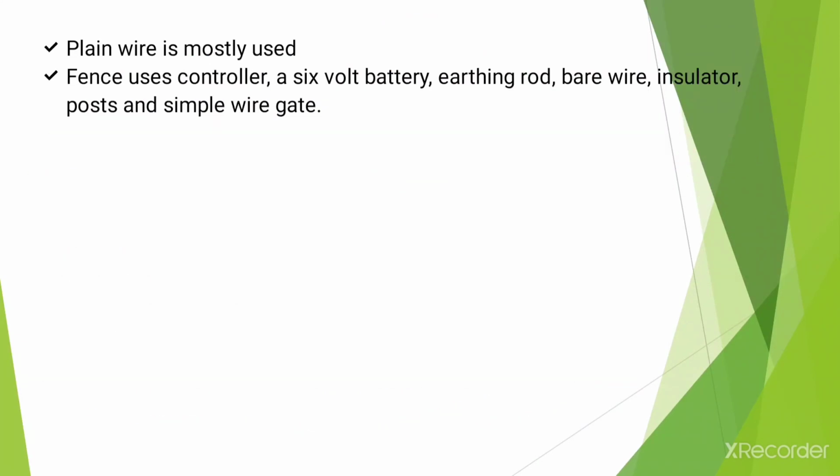In this case plain wire is mostly used, and the fence uses a controller, a 6-volt battery, earthing rod, bare wire, insulator, post, and a simple wire gate. These are all the components of electric wire fencing.